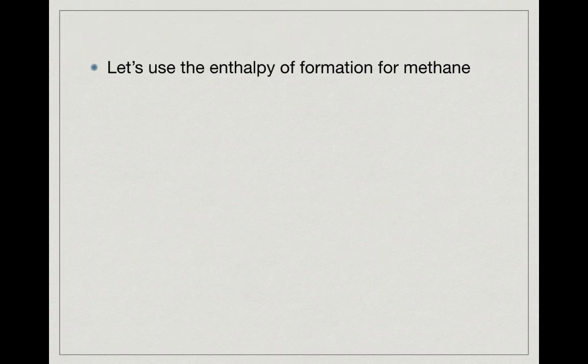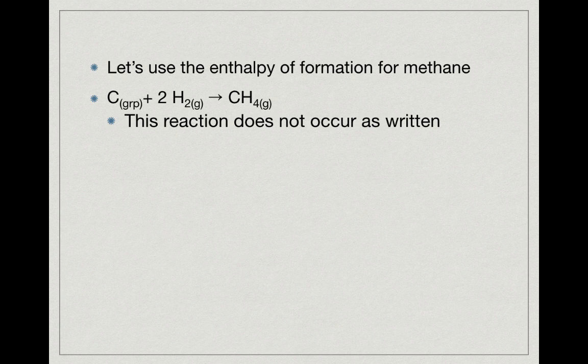Let's take a look at an example. Let's use the enthalpy of formation for methane. So the enthalpy of formation is a very specific enthalpy where we are making methane from the elements in their standard state. So this would be C in its graphite form, that's the GRP, plus 2H2 gas goes to CH4. This reaction itself does not occur as written, but we need to find a value for the enthalpy of formation because that's a standard value that's often reported.